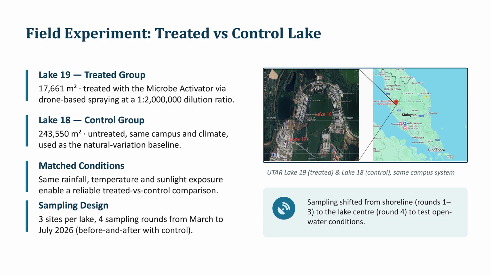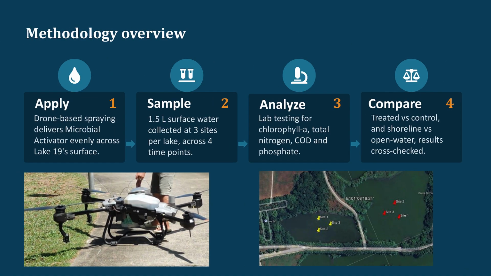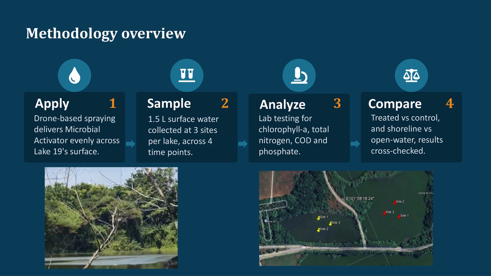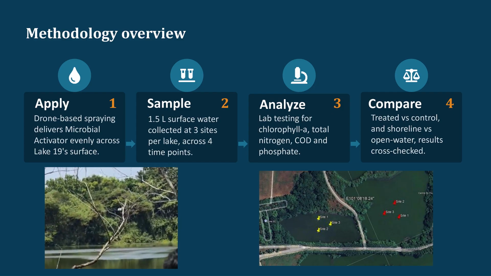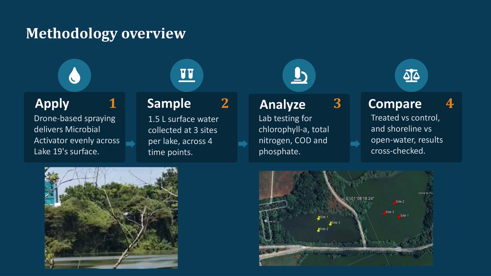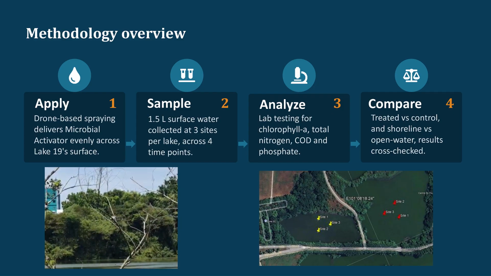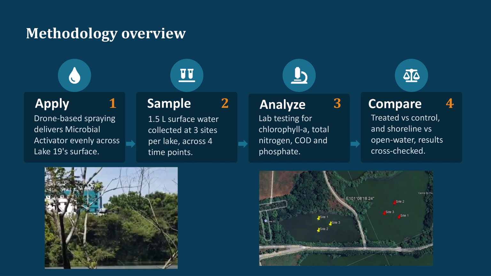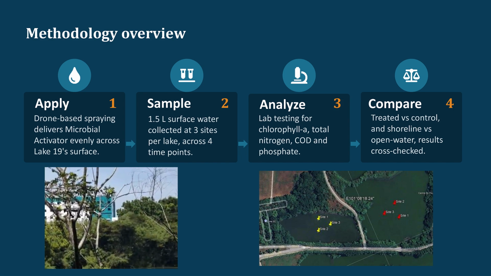We sampled 3 sites per lake across 4 rounds from March to July 2026. Our methodology followed 4 steps. Apply the treatment by drone, sample 1.5 liters of surface water at 3 sites per lake, analyze each sample in the lab for chlorophyll A, nitrogen, COD, and phosphate, and compare treated versus control results as well as shoreline versus open water conditions. This was done to make sure our findings held up under different sampling conditions.